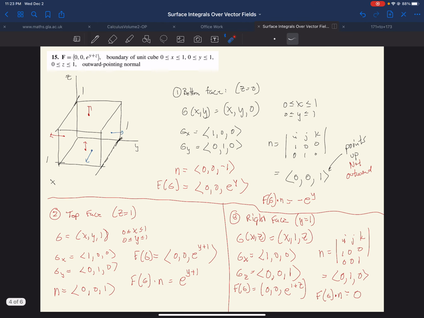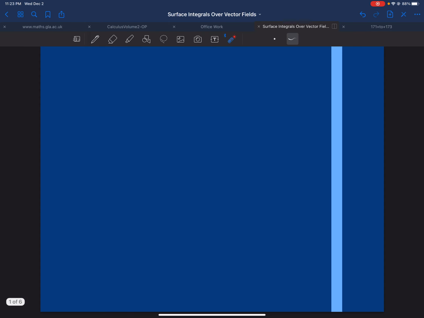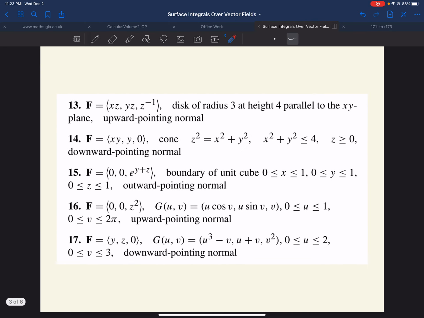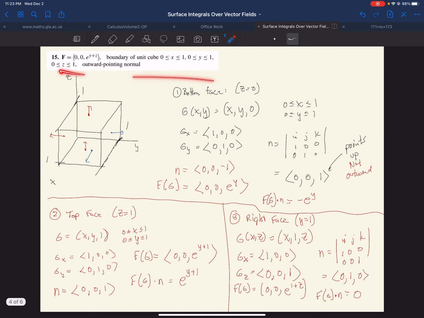So a number of you in office hours came at different times and asked if I could do 15. And this is from the surface integral from vector field homework. So here is that homework. And we're looking at problem 15 right there. I've copied it and pulled it out. Since x goes 0 to 1, y goes 0 to 1, and z goes 0 to 1, we just have this unit cube in that first octant.